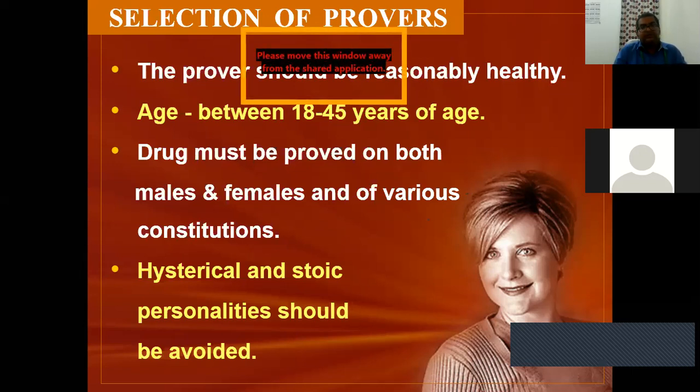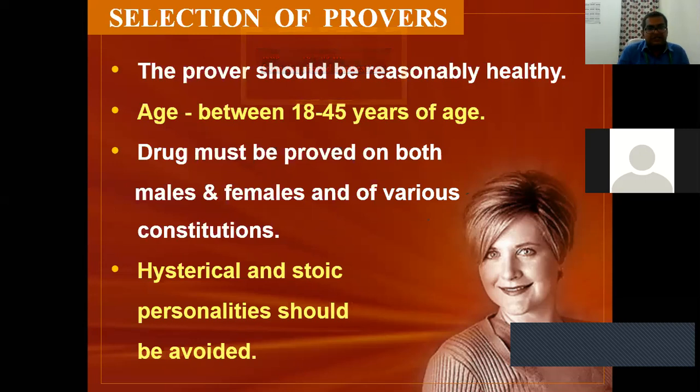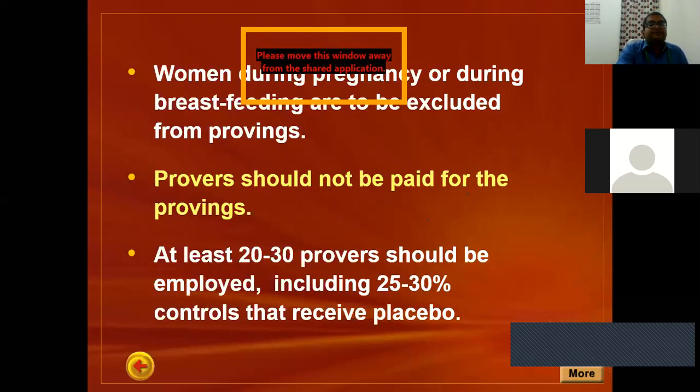About constitution, we will discuss later on because this is part of organon and constitution. It is physical makeup and mental makeup. Different persons have a different physical and mental makeup. Then hysterical and asthenic personality should be avoided, meaning a person who is not behaving normally, who has some mental depression. This type of person should be avoided. Hysterical is normally used for madness of a female. So they are just excluded from the drug proving.